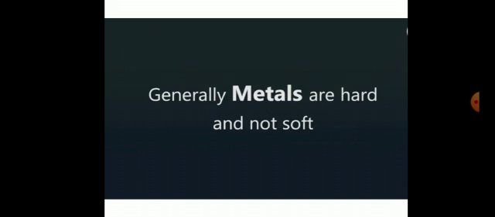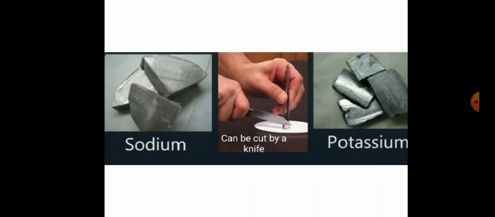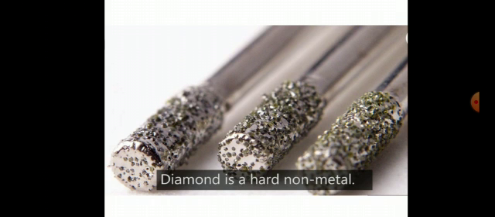Generally metals are hard and they are not soft. Sodium and potassium are the exception. They are soft metal and they can be cut by a knife. Solid non-metals are brittle. Non-metals are generally brittle. They can be easily broken down. But diamond is an exception. It is a hard non-metal.